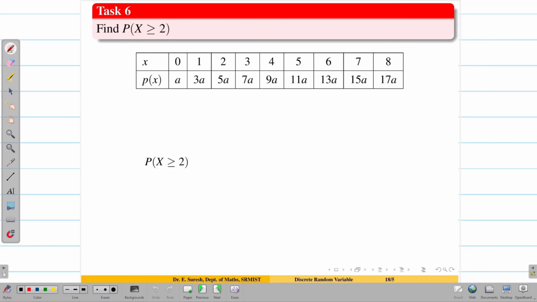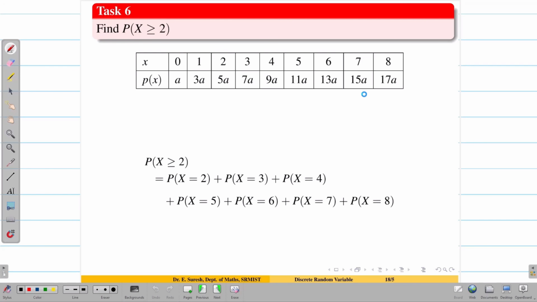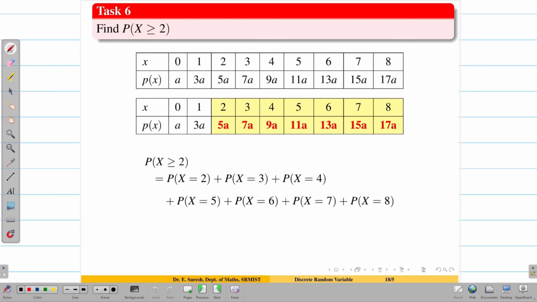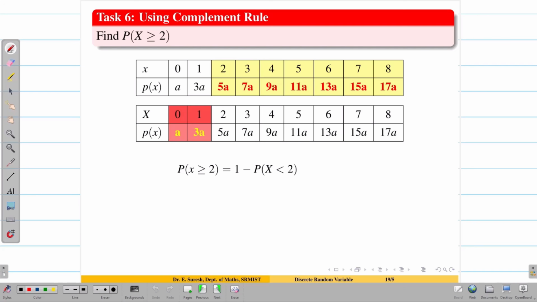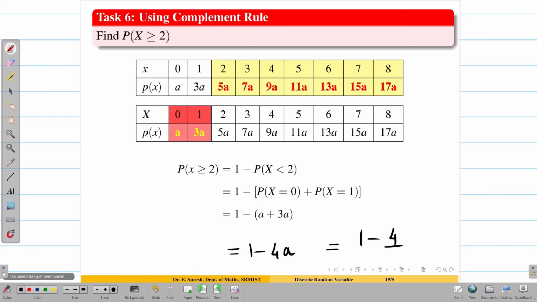In a similar way, probability of x greater than or equal to 2 means we have to cover from 2 to 8, or if you are smart, you can go for the complement method. You can simply write 1 minus probability of x less than 2. It is simply probability of x equal to 0 and 1. And we can subtract from 1. So 1 minus 4a. So it is going to be 1 minus 4 by 81. You simplify and you can write.